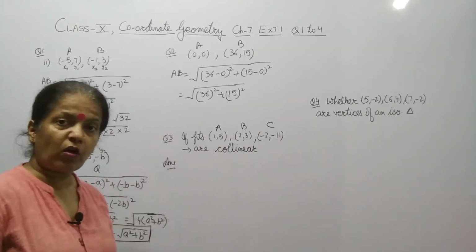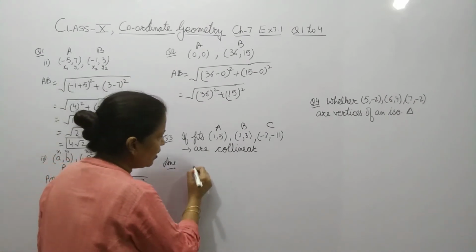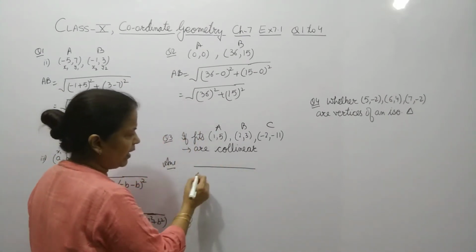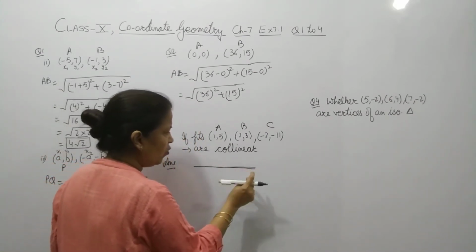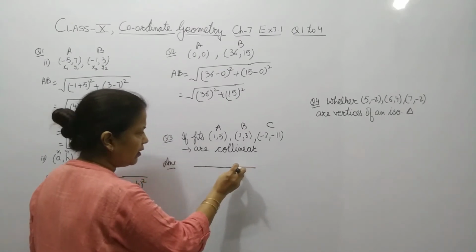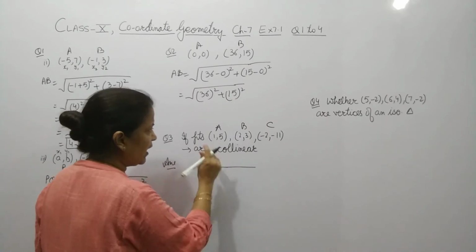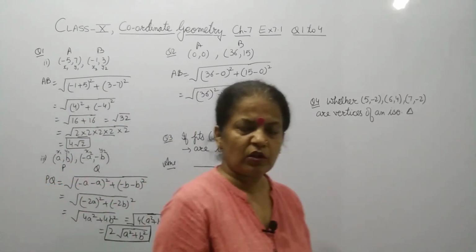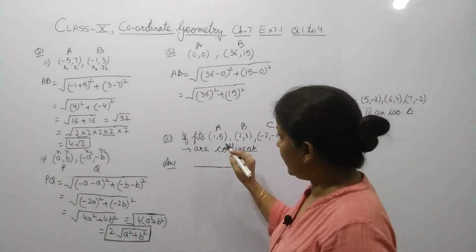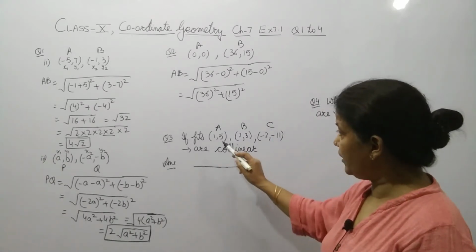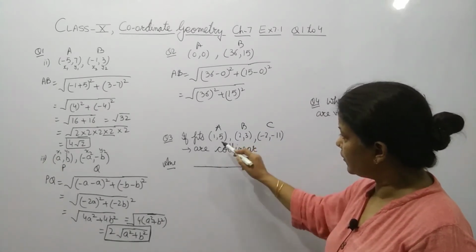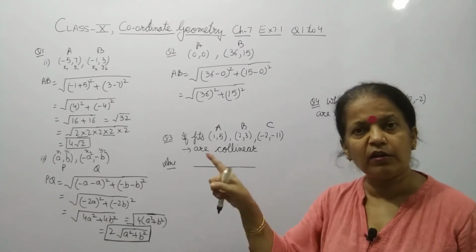What does collinear mean? क्या ये points एक ही लाइन में लाई करते हैं? You have to tell this. क्या ये तीनों points एक ही same straight line में लाई करते हैं? So how will you do it?